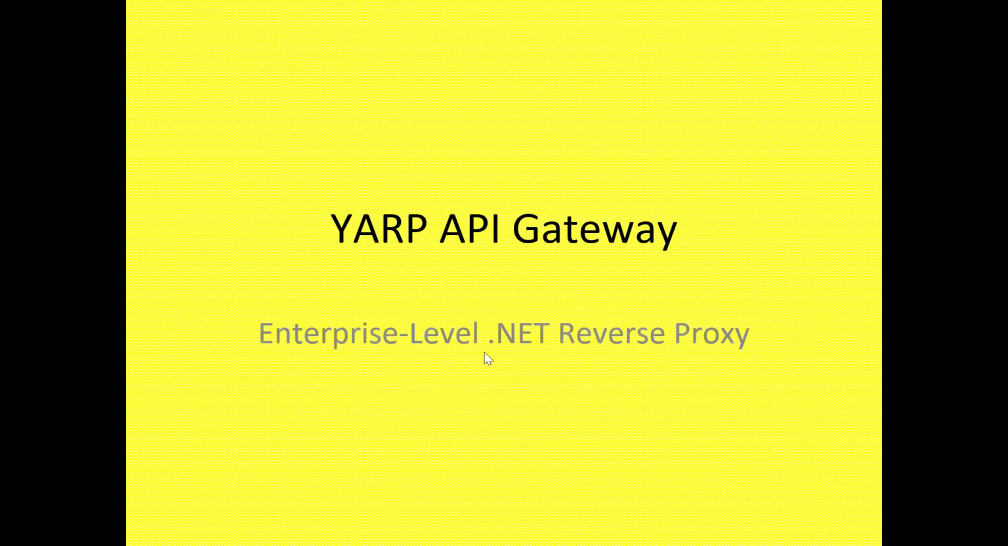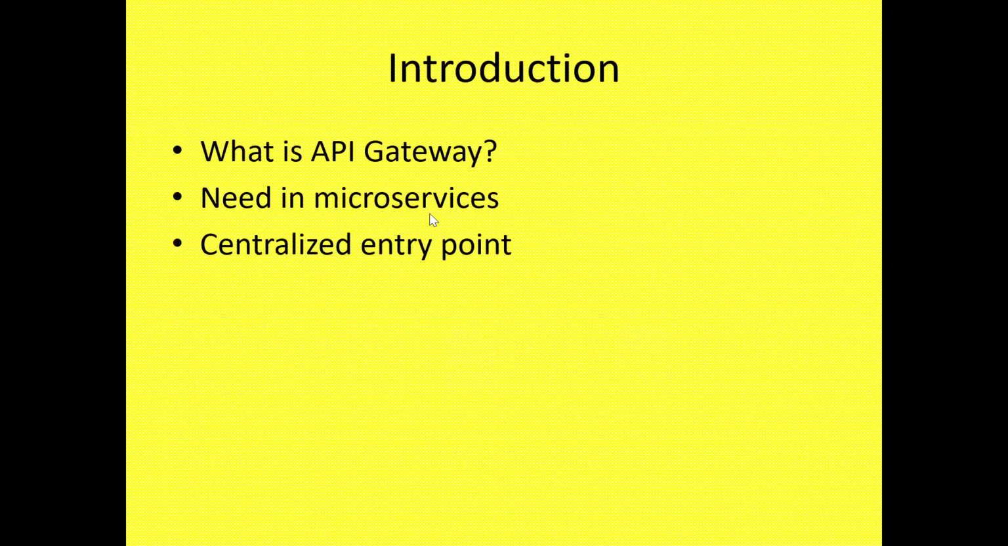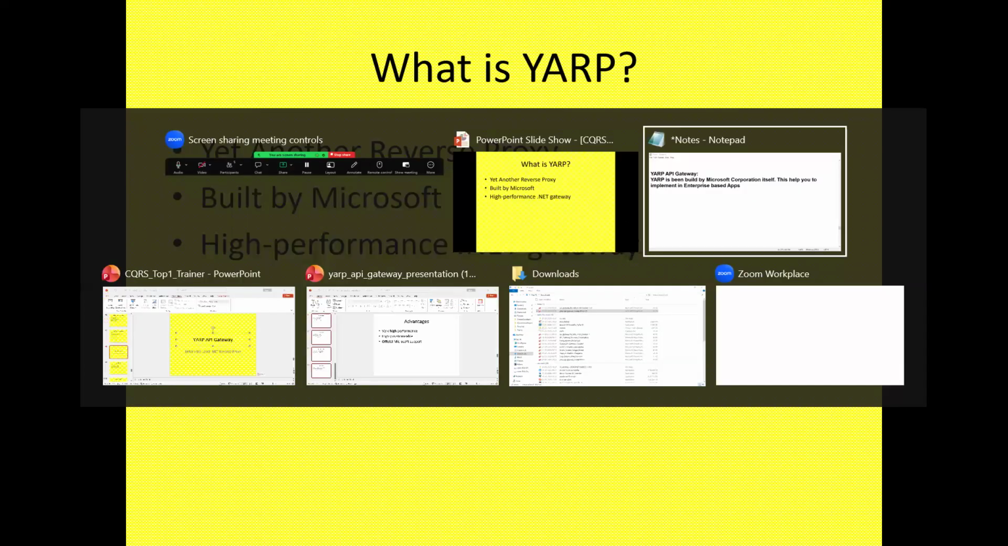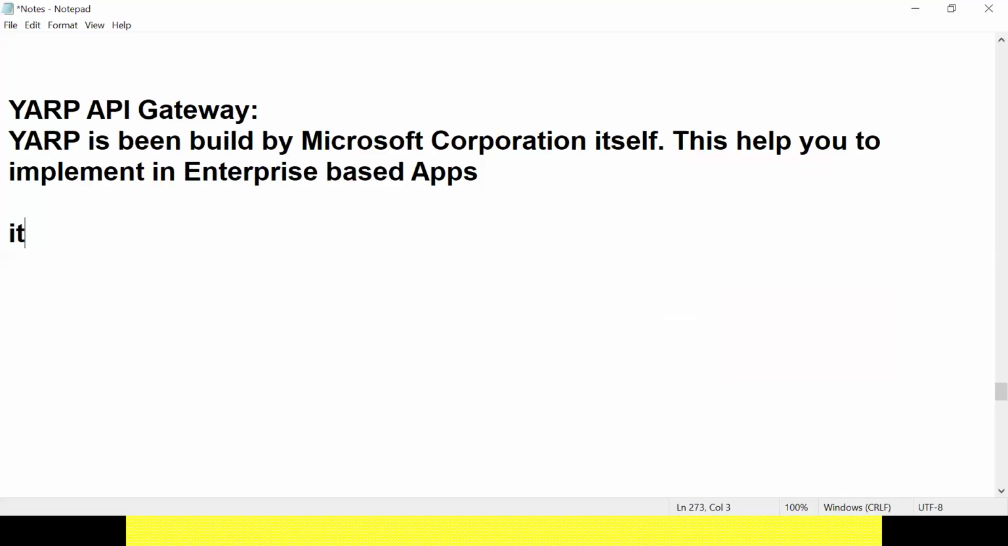So it is basically a .NET Reverse Proxy. This and all you know. Introduction, what is API Gateway, what is the need in microservices, central entry point, which is similar to that. Now YARP is another reverse proxy gateway built by Microsoft, a high performance .NET API Gateway, okay? So it is a reverse proxy. The main purpose of YARP is to act as a reverse proxy server.